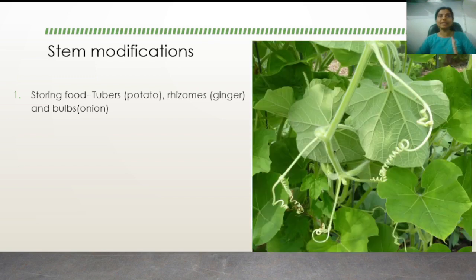Okay, now let's take a look at the stem modification about which we saw earlier also. So in climbers such as cucumber and bitter gourd, which require a support to grow and have to keep extending, you can see spring-like extensions like this from the nodes of the stem. So what are these extensions? They are actually modifications of the stem; from the node these extensions come. These extensions are called tendrils. And tendrils are extended to give extra support.